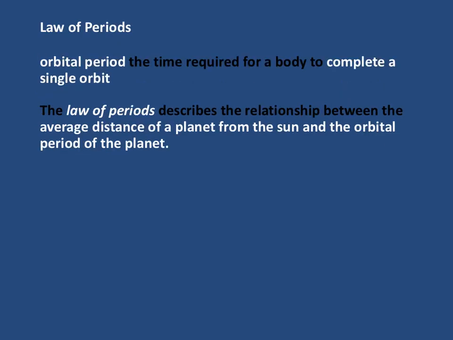And finally, the last one is the law of periods. An orbital period is the time required for a body to complete a single orbit, right? So if I drew an orbit, there's the sun that it's going around, and to get from point X around back to point X would be an orbital period. The law of periods describes the relationship between the average distance of a planet from the sun and the orbital period of that planet.